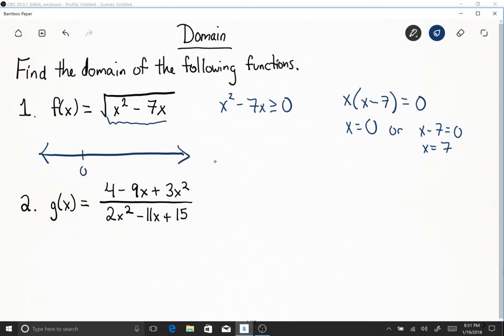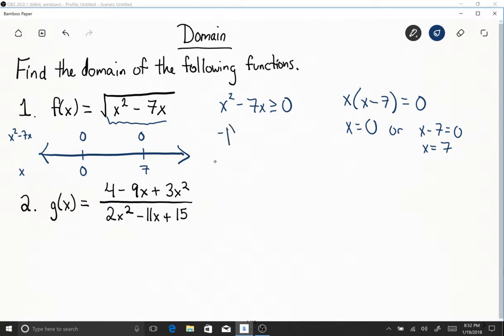So what we do is we make our little number line. We put 0 here, we put 7 here. And we know that the function, so when we have x squared minus 7x sitting up here, here's your x values down below. We know when we plug 0 in, we get 0, and when we plug 7 in, we get 0. So what we want to see is if it's negative or positive for when we plug in other values. So for example, let's plug in negative 1 and see what happens.